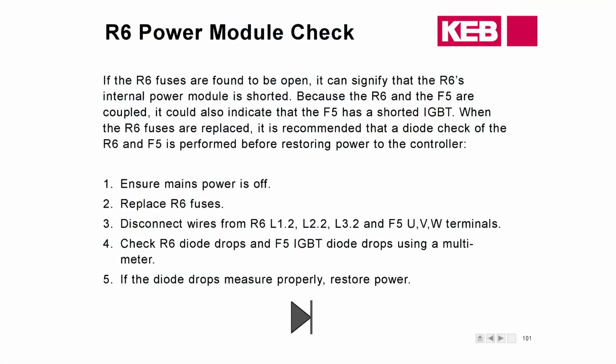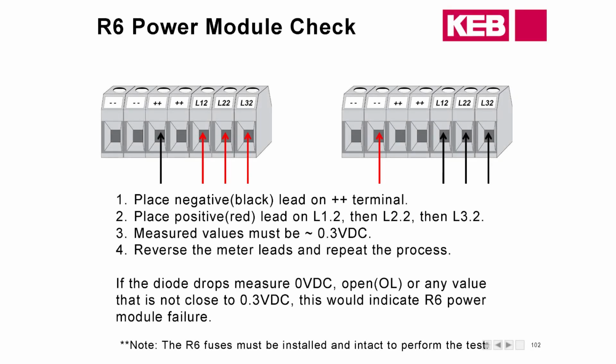You can actually do a diode check on the R6 as well. The R6 has much of the same inner workings as the drive. It's going to have the input rectifiers and a DC bus. So you can do a diode check on the input. Again, that's the same procedure. You should be seeing around that 0.3 volts DC voltage drop on your meter.